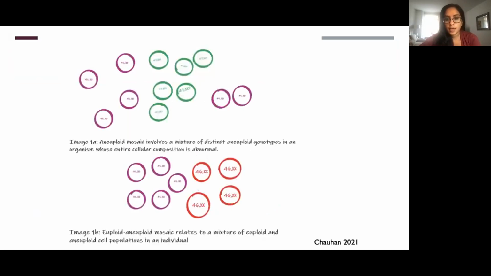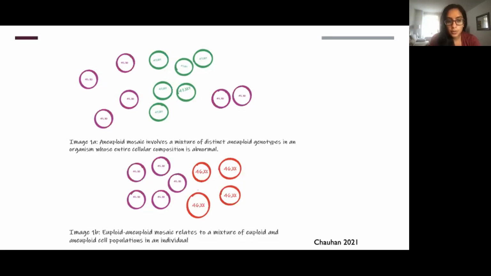So this can be categorized into 3 groups. The first is aneuploid mosaics, which involve a mixture of distinct aneuploid genotypes in an organism whose entire cellular composition is abnormal. So in chromosomal aneuploid mosaics, a whole chromosome is missing, or there's one extra chromosome in a cell.